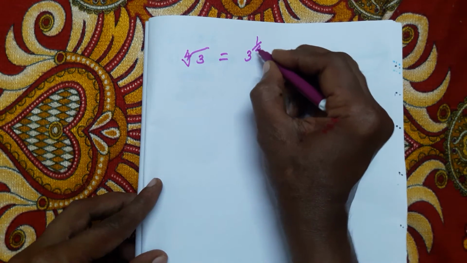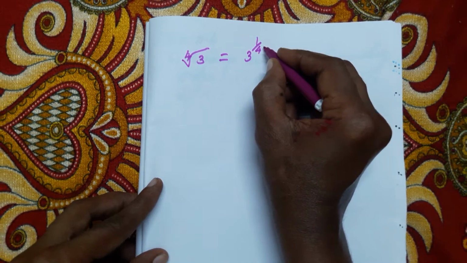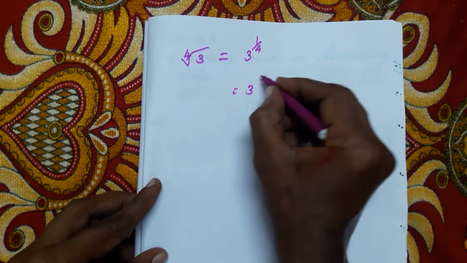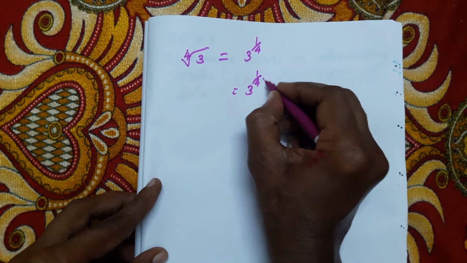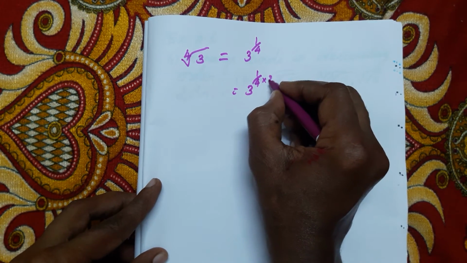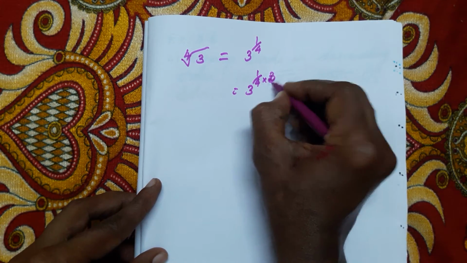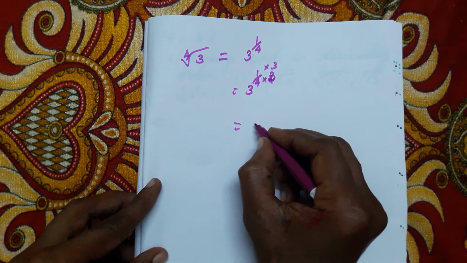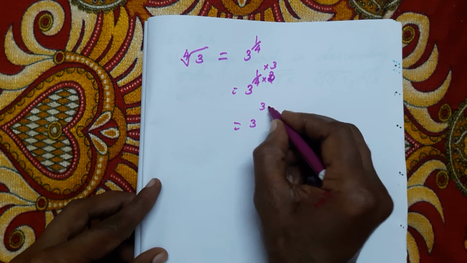Now we have to convert this 4 into 12. So which number do we have to multiply? 3 power 1 by 4. Numerator and denominator of the power we have to multiply by 3. Multiplying by 3, what are we getting? 3 power 3 by 12.